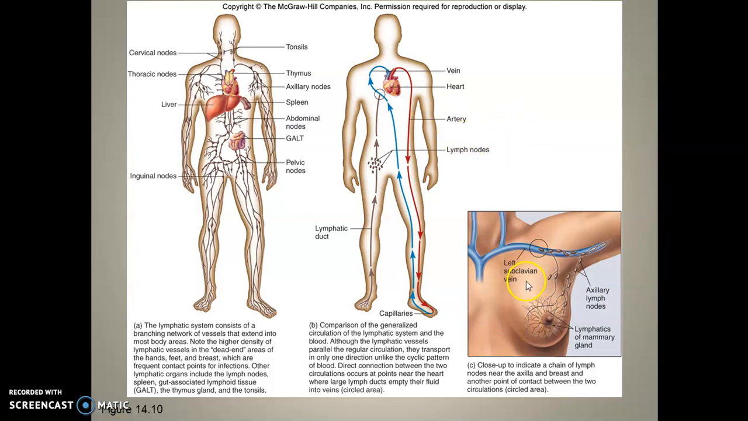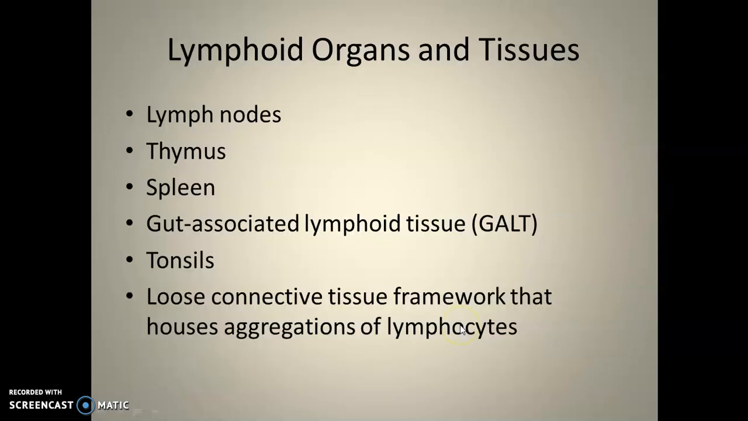Over here, this picture on the right is just showing that there is a concentration of lymph nodes near your armpit. And as a female, that is why the lymphatic vessels are connected to your mammary tissue, so that through breastfeeding, you can convey immunity that you've acquired over your lifetime to your child.